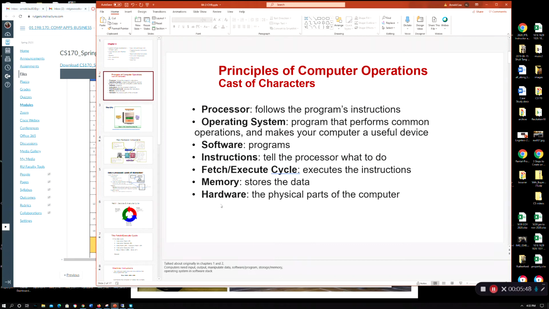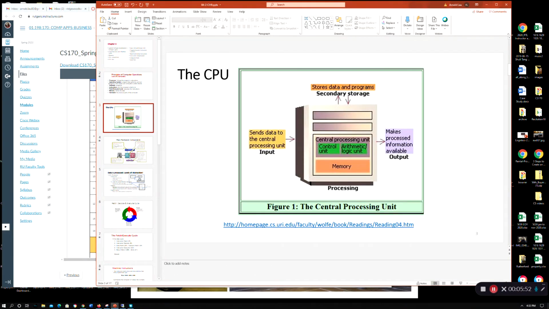And then hardware is hardware, right? That's the physical parts of the computer, okay? And so this is a little picture that shows roughly what I was just talking about, but visually here, right? So here's the processor itself, okay?